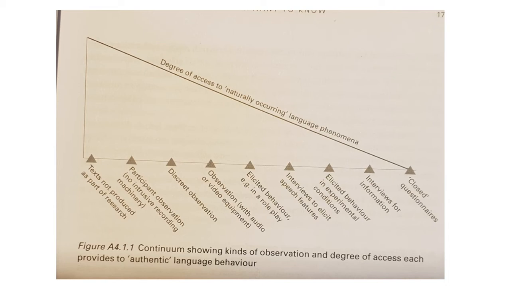Then you might have participant observation where they're not aware that they're being recorded, so that seems quite natural. Discrete observation, where they could spot you, but if you're wearing sunglasses and a mac coat in the corner of your living room, they might just think, what's going on there? Overt observation, where you literally put audio or video equipment in front of them, is obviously going to be slightly less natural. Then elicited behavior means you've actually asked them to do something.